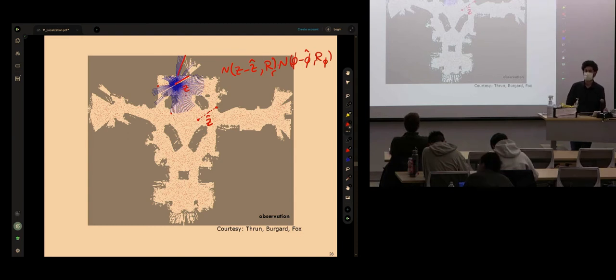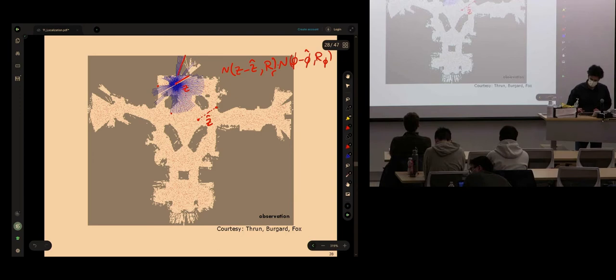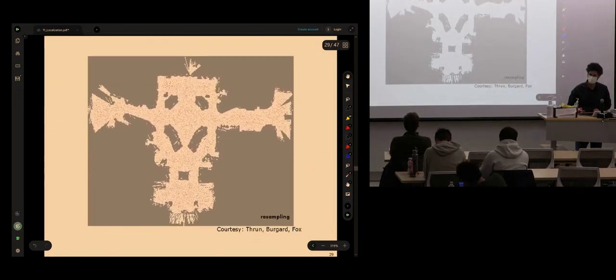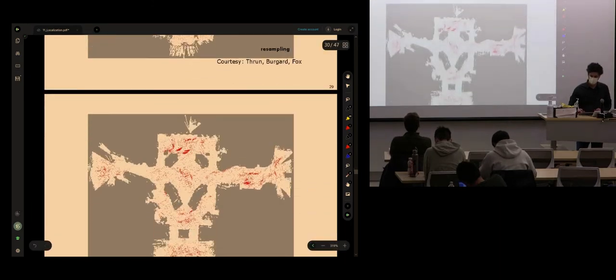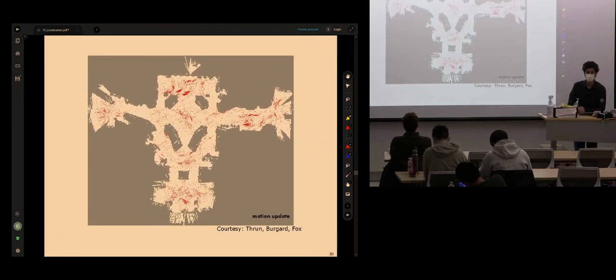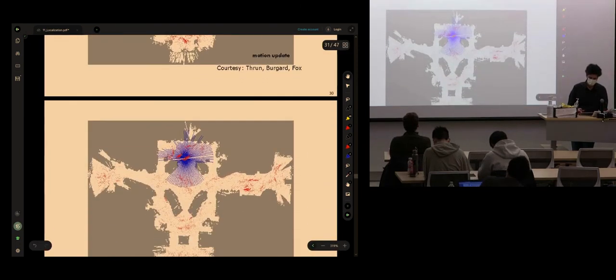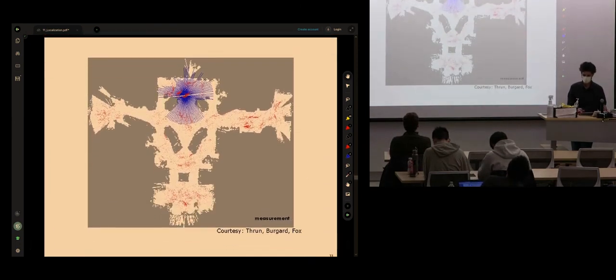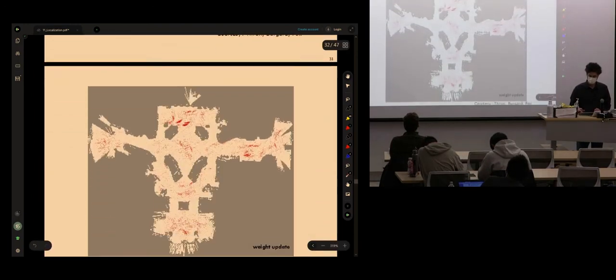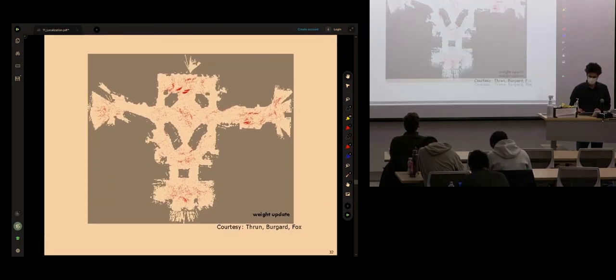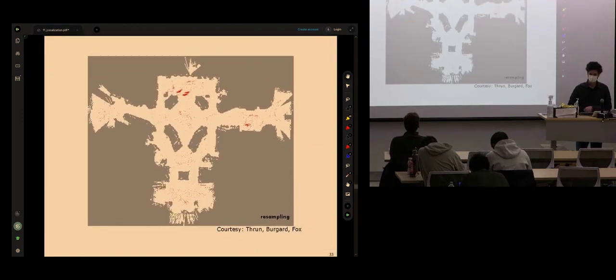Then we can run the importance sampling part of the particle filter. We update the weights. So this is the observation part. At this point, the particles do not have similar weights. Once we run the resampling, the particles with higher weights will be replicated. Then we move. We observe something again. We repeat the process. Another resampling.